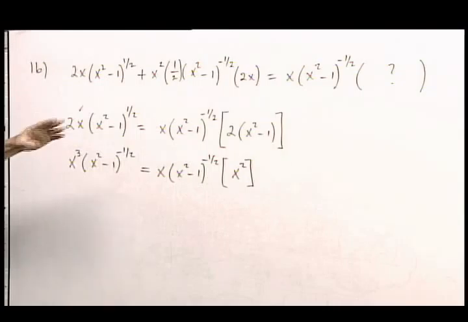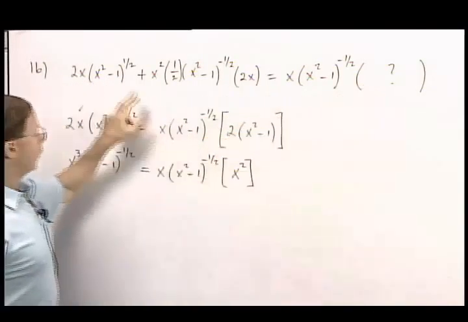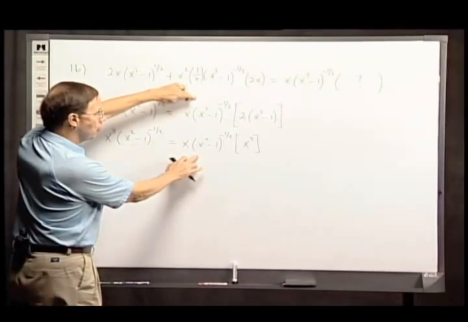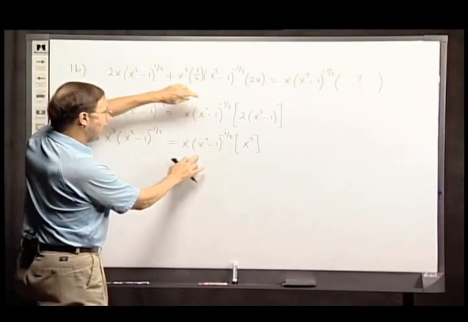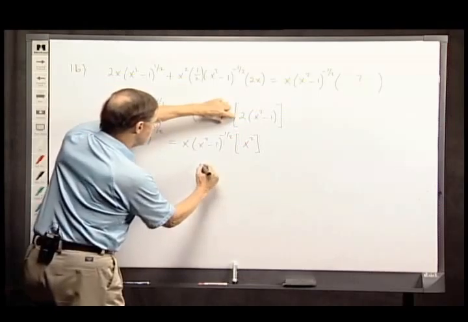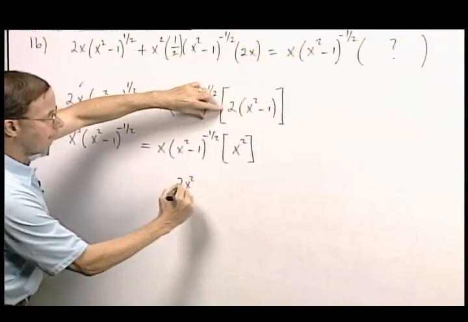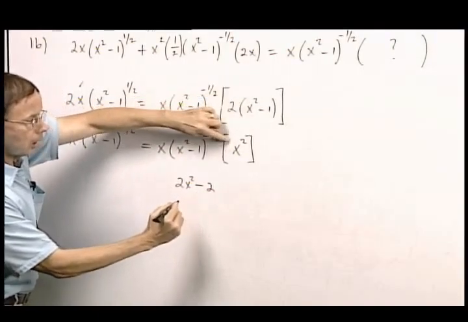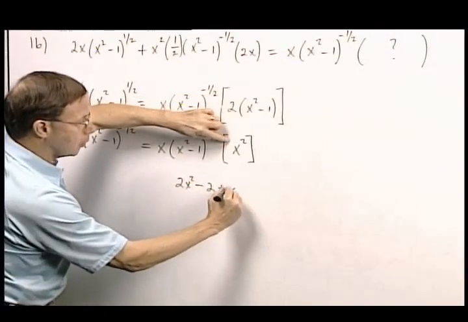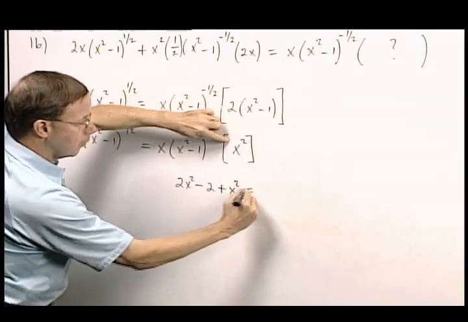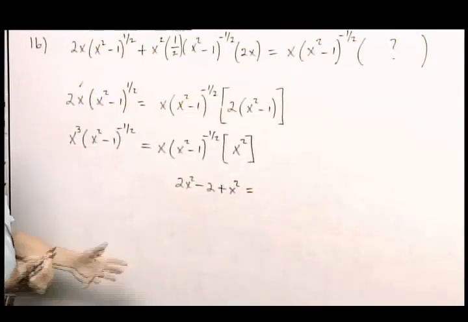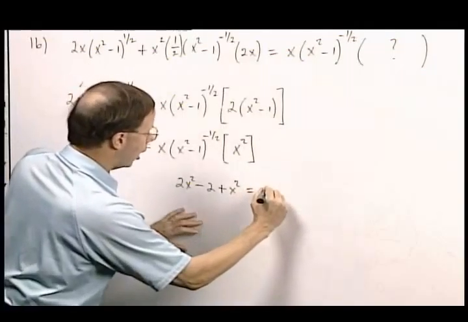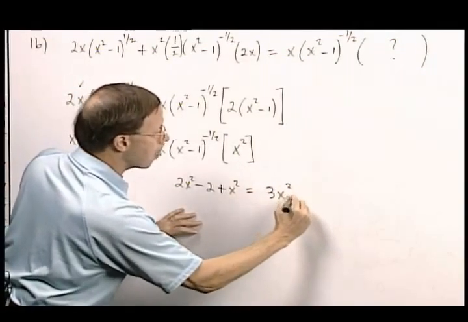Okay, now let's see what goes in here. I'm adding these two together. They have the same common factor out front. So what's missing in that factor is 2x squared minus 2 plus another x squared from this term. My final answer, the final contents for there, are 3x squared minus 2.